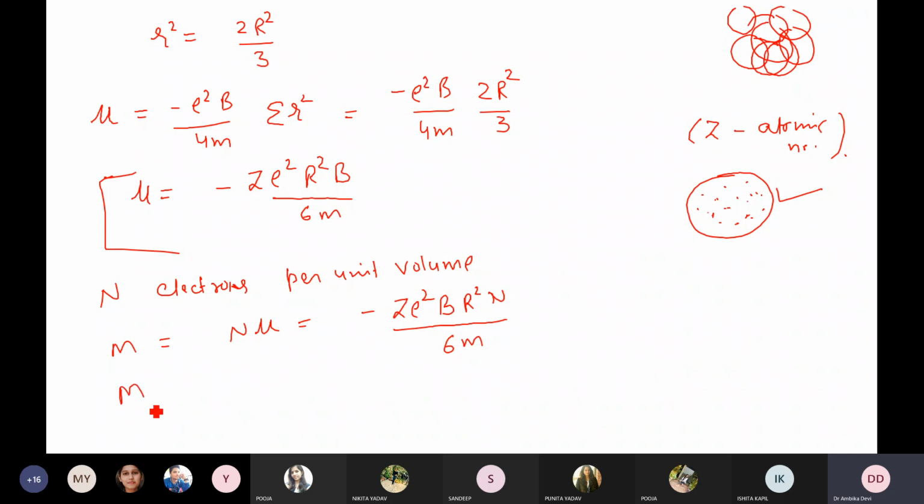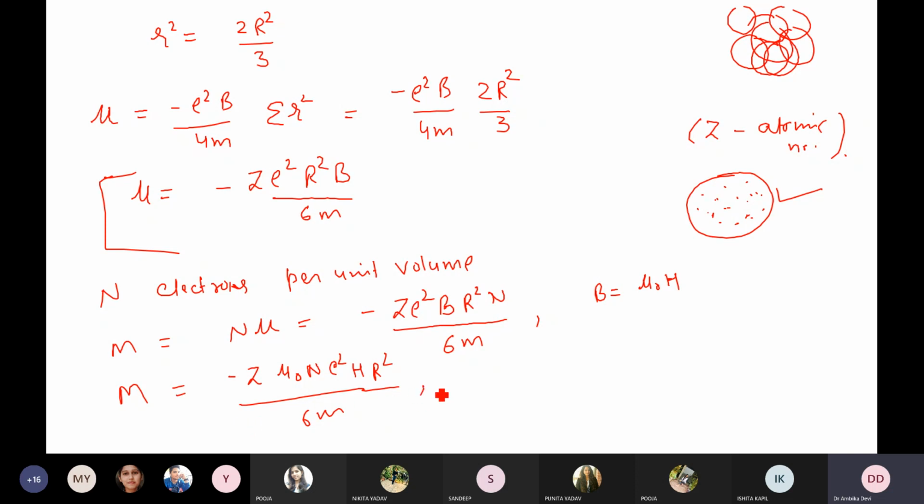One thing more, here we are using B, but if you want to use H instead of B, then we know that B is equal to mu naught H. Okay, so you can say that M is equal to minus Z mu naught n e square H divided by 6m into r square is also there. So this is the net magnetization of the material, right?